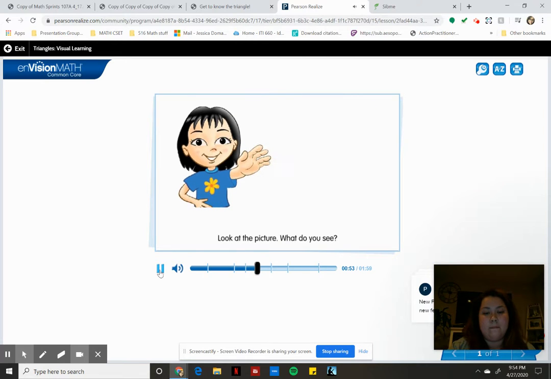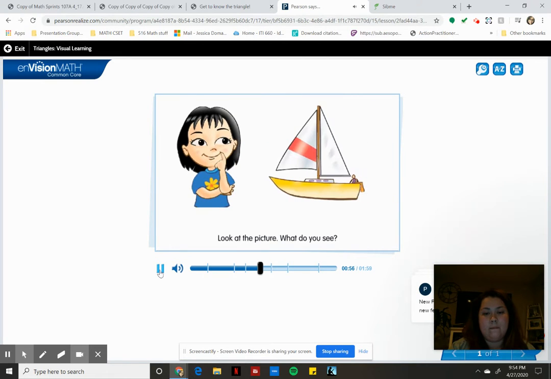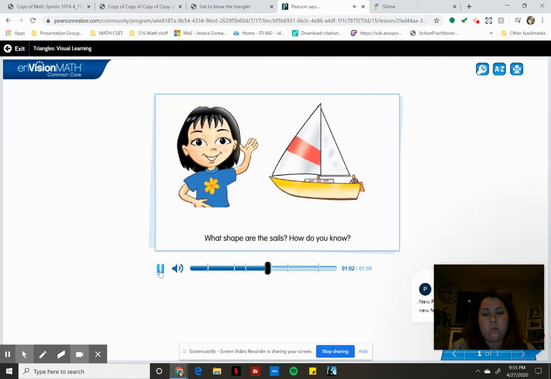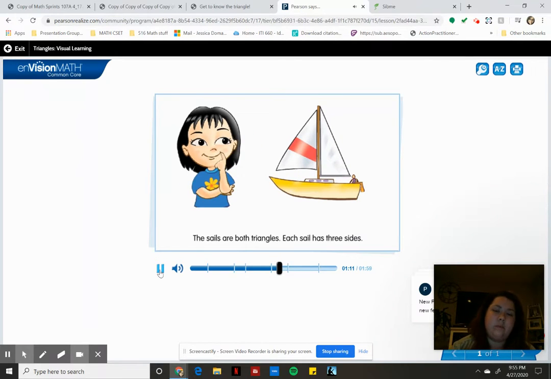Look at the picture. What do you see? There is a boat with 2 sails. What shape are the sails? How do you know? So scholars, how do we know that those sails have triangle shapes? The sails are both triangles. Each sail has 3 sides.